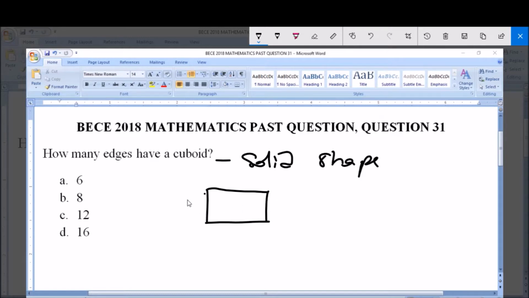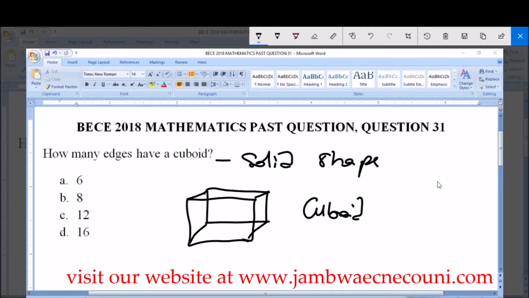Now this is a rough sketch of a cuboid. It is not a cube. Remember, a cube has all its lengths equal. But in the case of this one, you see that the length and the breadth are not equal. So this is a cuboid.